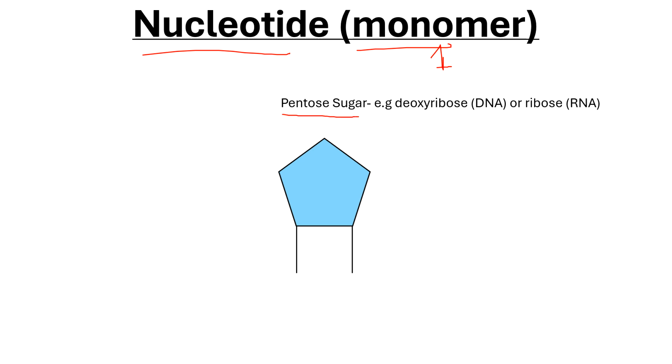Okay, for DNA it's going to be deoxyribose. Remember the D for DNA, and for RNA it's going to be ribose. So we have that the pentagon, the sugar, is going to have an oxygen on top always. It's going to have 5 carbons. One is going to be outside. We're going to see that later.